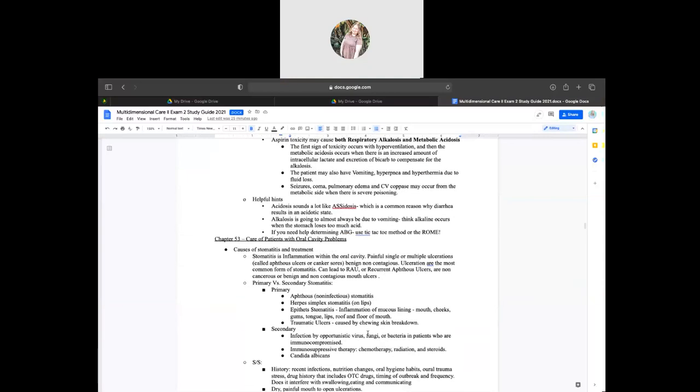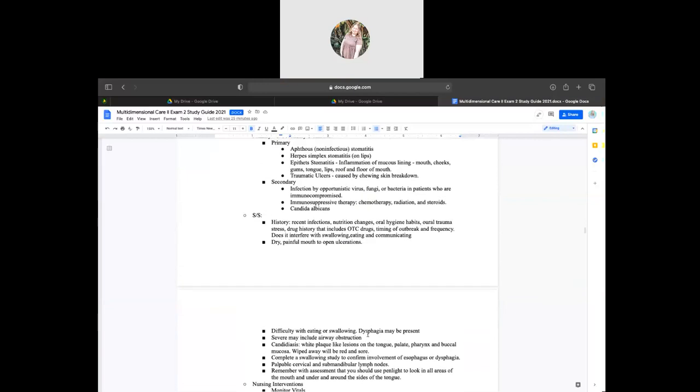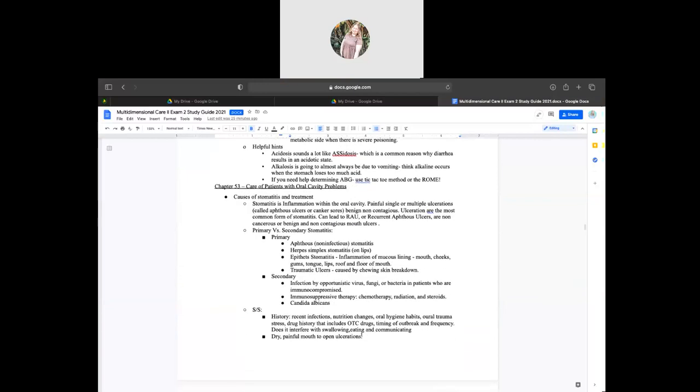Oral care. One prominent oral care disorder is going to be stomatitis. Stomatitis has that itis ending, so it's inflammation in the oral cavity. It can be from a single or multiple ulcers. They may be aphthous ulcers or canker sores. They may be benign or non-contagious. They're going to be very common. It can lead to recurrent ulcers that can be non-cancerous or contagious.